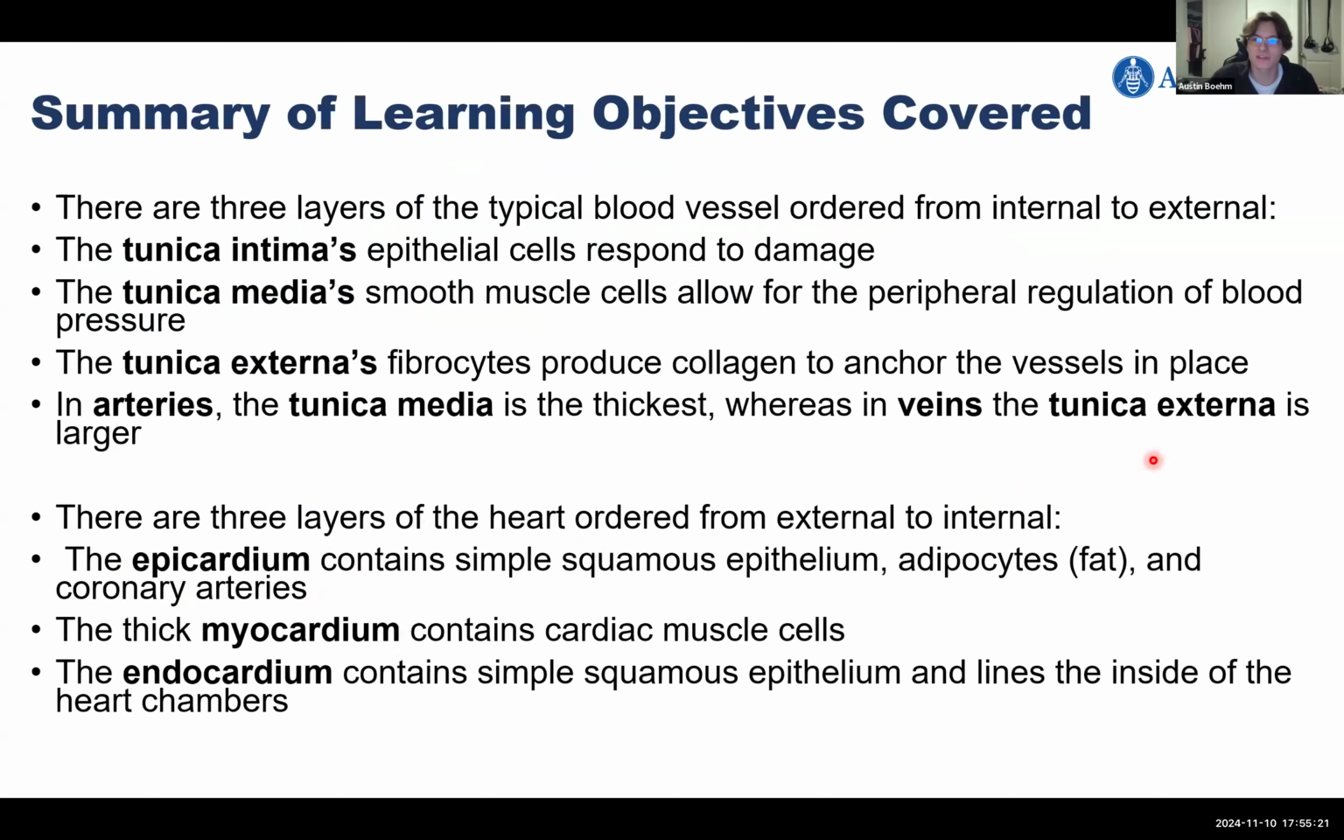All right, but in summary, some of the things we've covered as they pertain to the lesson objectives. The blood vessels have 3 layers from internal to external, internal being where the blood is flowing through. That's the tunica intima with the epithelial cells responding to damage. The tunica media has the smooth muscle cells allowing for the peripheral regulation of blood pressure. The tunica externa has fibrocytes, which produce the collagen to anchor those vessels. And in arteries, you can look out for the tunica media being the thickest, which is going to be that big pink section. Whereas in veins, the tunica externa is going to be larger, and that's a little bit paler.